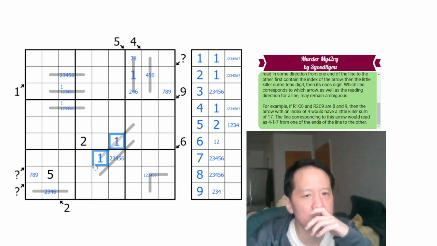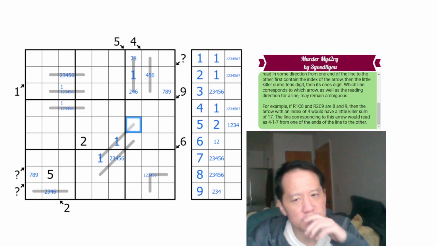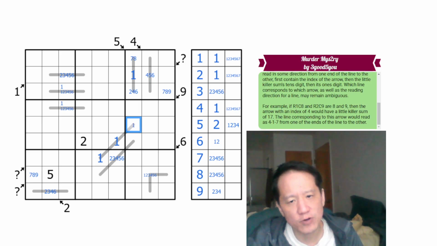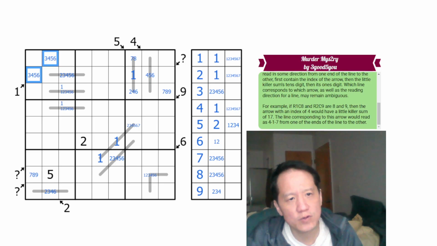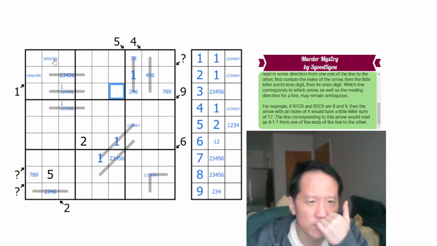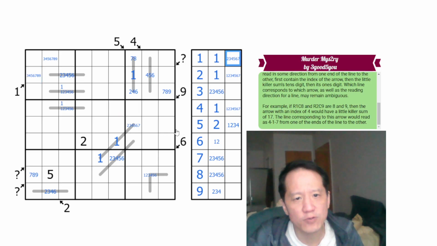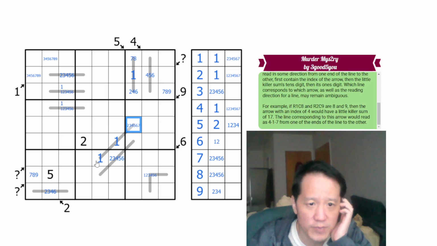So this is 1, 1. Obviously this can't be 1, so this is 2 through 7. So this cannot have a 2 in this diagonal either. It could be 3 through 9. So this can't be 1 anymore because of that, because it has to go 1, 1 that way.